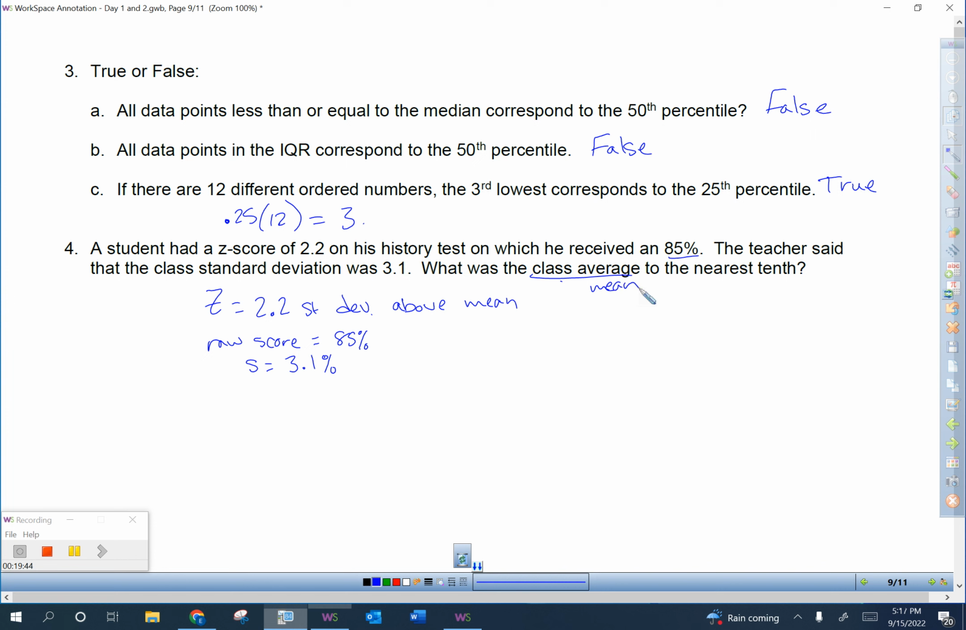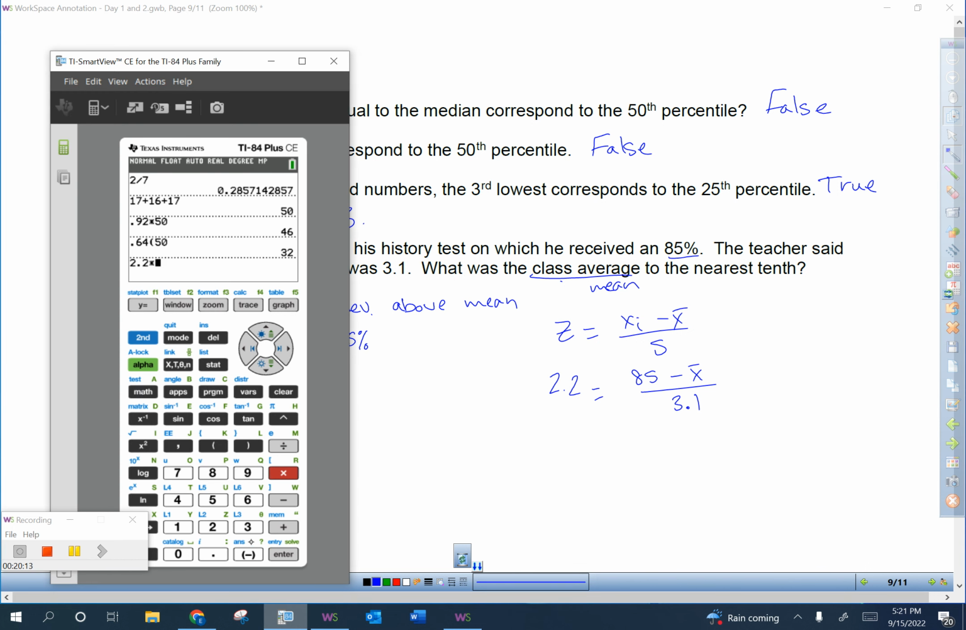We can do so because we have all of these pieces, and we know the formula for Z-score is the value minus the mean over the standard deviation. So let's just fill stuff in. Z-score was 2.2, positive. The raw score we were told was 85. The mean we don't know, that's what we're solving for, and standard deviation was 3.1. From here we're just going to multiply that denominator over. We've got 6.82.